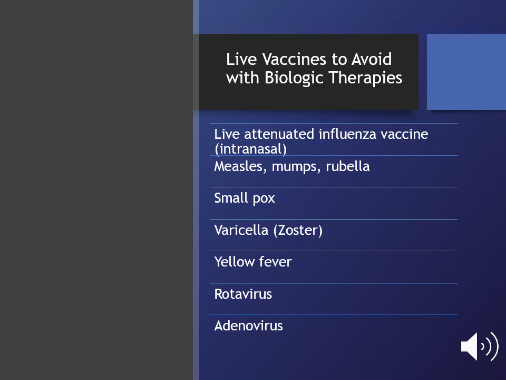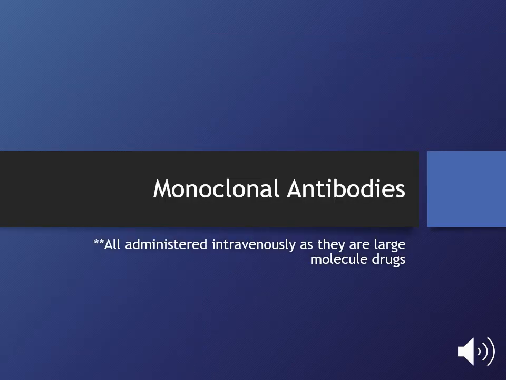The concern ultimately is that if the patient's immune system is weakened, they may not be able to mount an adequate response against a vaccine, which could be very problematic if the patient's receiving a live vaccine such as MMR, smallpox, zoster, rotavirus, or adenovirus. Well, first we'll discuss the monoclonal antibodies.